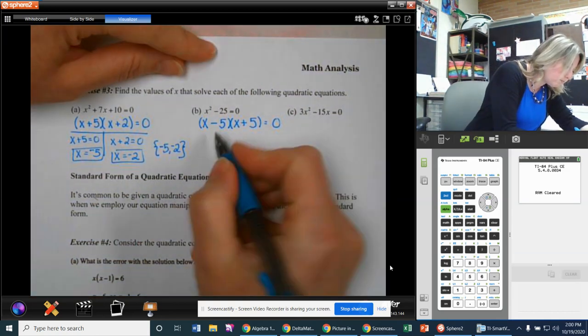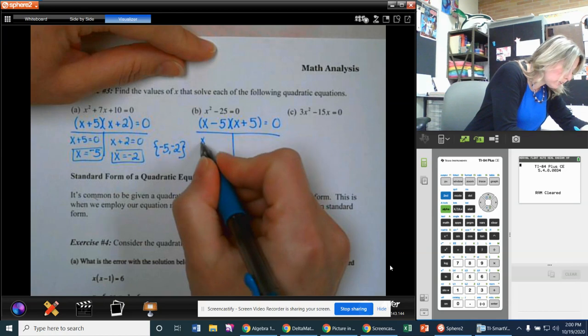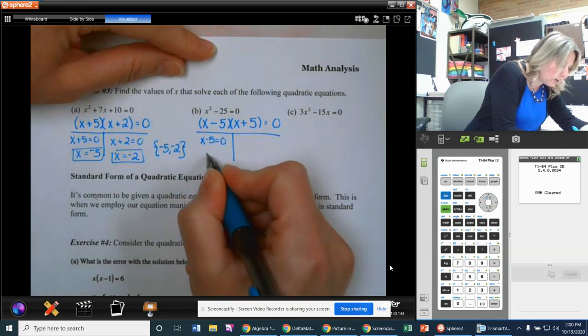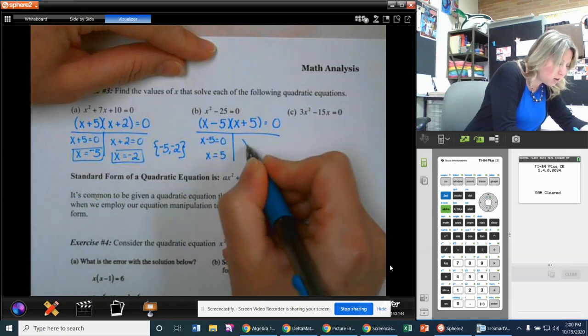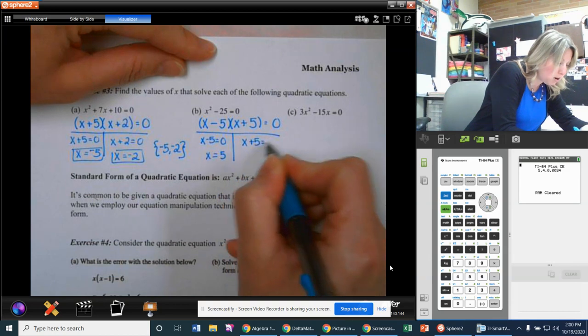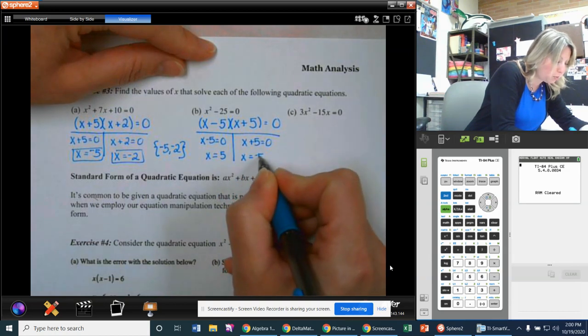Now T-chart. So x minus 5 equals 0. I get x equals 5 as one of the two answers. And x plus 5 equals 0. I get x equals negative 5 as one of the two answers.